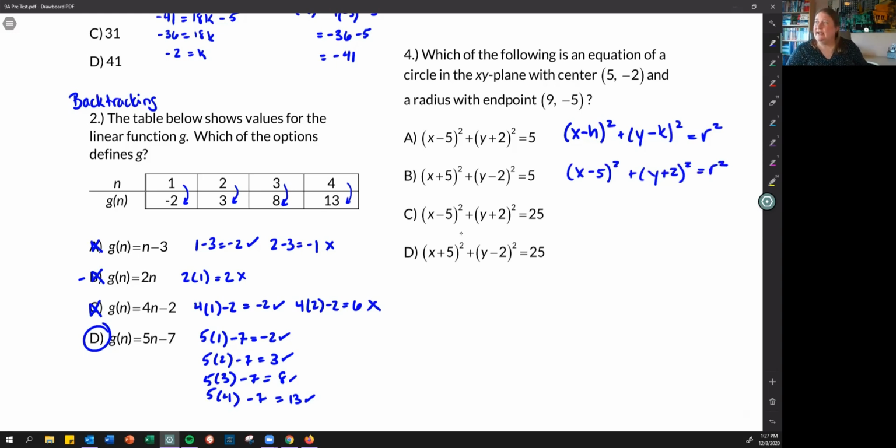I can see already that B and D are both wrong because they have the center incorrect for the equations. But I still have to figure out whether it's A or C. For that, I have to get the length of the radius. The best way to do that is to take these 2 points and use the distance formula, which is another formula that's there on the sheet for you.